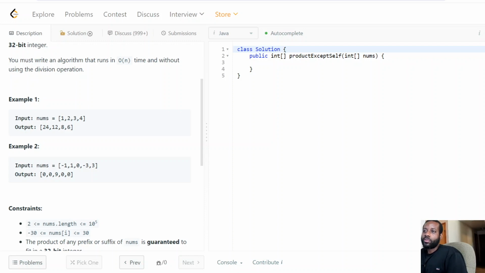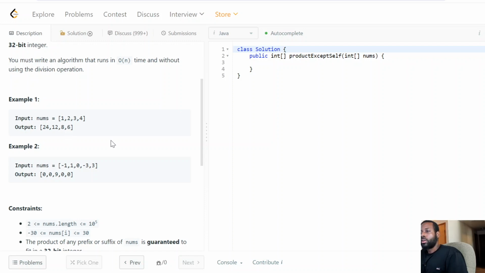If we could use division, it would have been as straightforward as that. We just get one product, then loop and remove each element from the total product, and return that answer for every index. But that's not going to work out, so we have to be a little bit more clever than that. So how do we be more clever, guys?